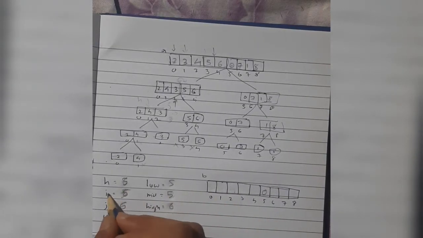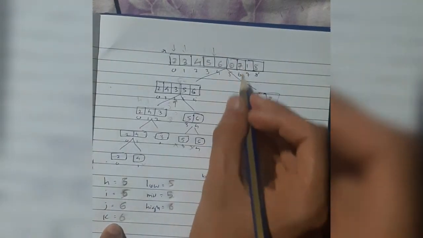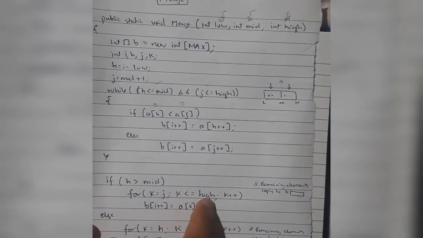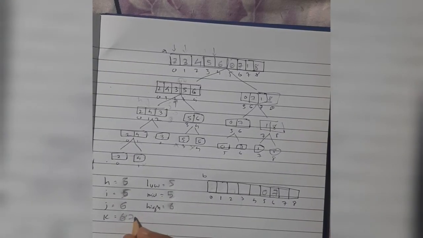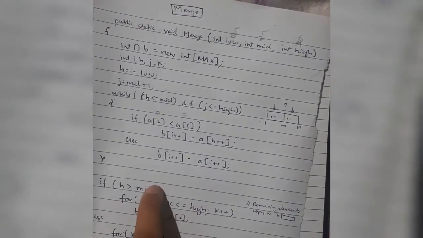What is B of I plus plus? I is 6, so B of 6. In B of 6, A of K will be written. A of K means A of 6. A of 6 is 7 here, so 7 will be written here, and then we'll be incrementing the K value. K will become 7 if we increment, and 7 is more than high. K should be less than or equal to high, so this one ends this code.